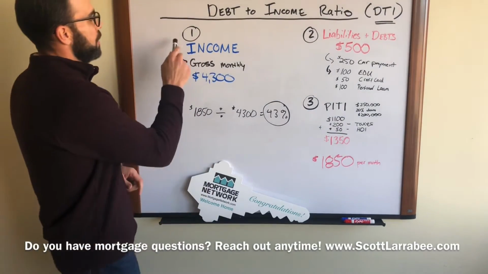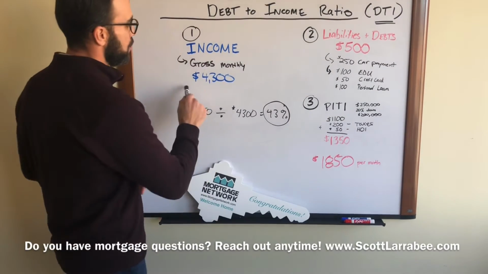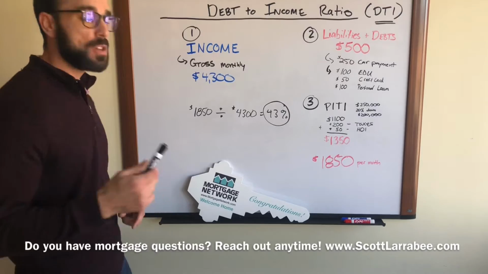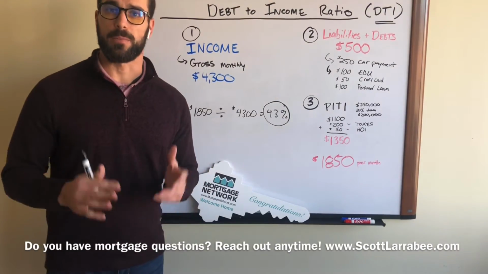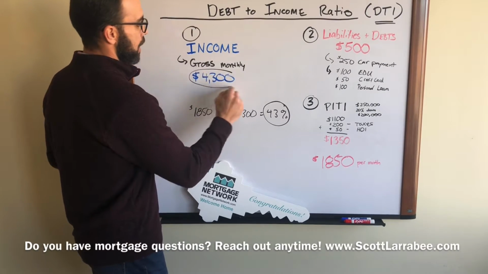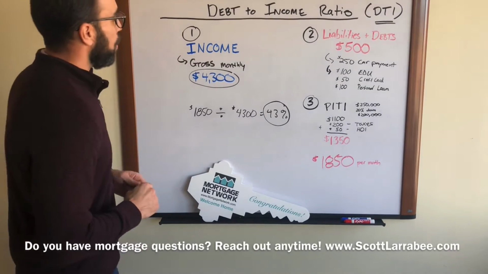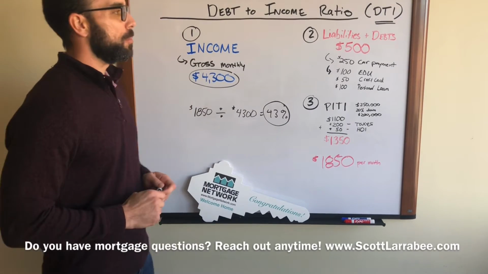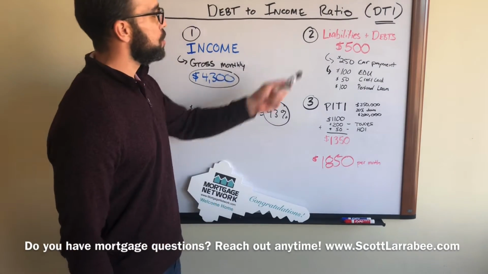Well, first step is we take a look at your income and we determine what your qualifying gross monthly income is. Now, for this scenario, we're not going to go into how we determine qualifying income. That's for another video. But for this scenario, we're going to say this borrower has $4,300 in qualifying income. So from there, we need to determine what are debts and liabilities. And that would be number two.